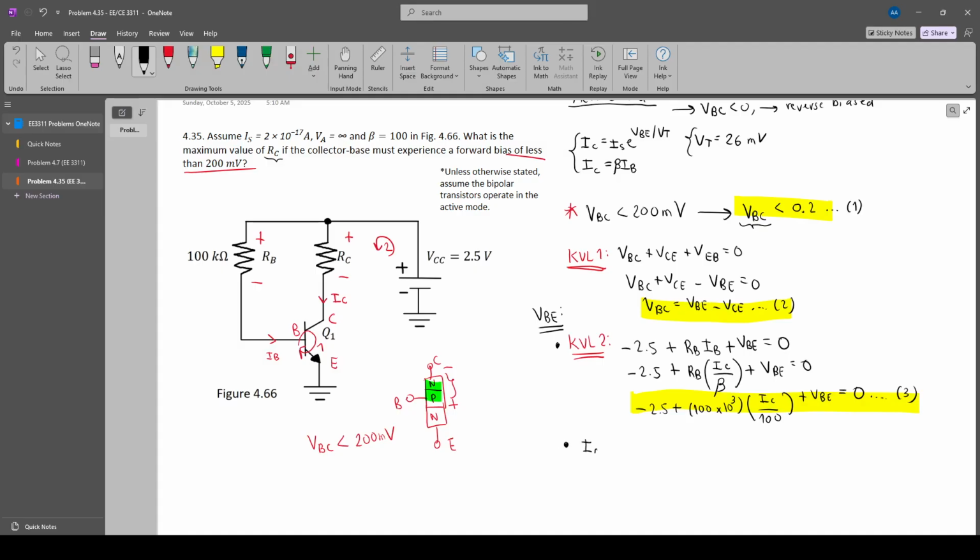The collector current of the transistor equals the reverse saturation current times e to the power of VBE over VT. Right, so this would mean that the collector current equals the reverse saturation current, which is 2 times 10 to the power of minus 17 amps, times e to the power of VBE over VT, right? VT is 26 millivolts. Okay, so let's call this equation number 4.